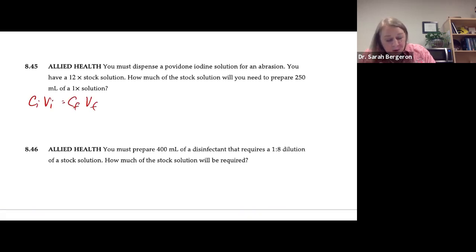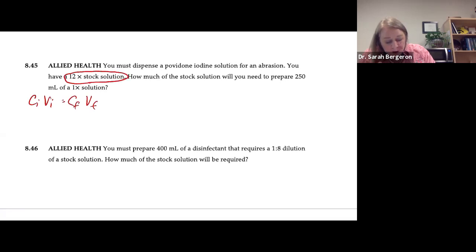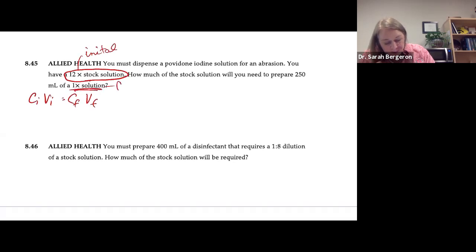So what do I know? Well, I have a 12x stock. So this is my initial. Remember, stock is always initial. And this is my final. So my initial is 12x. And it doesn't matter what the x is, as long as it's x on the other side as well. So I don't know my volume initial. My concentration final is 1x, and my volume final is 250 milliliters. So I'm going to divide by 250.